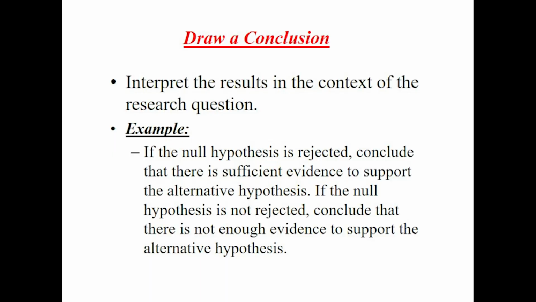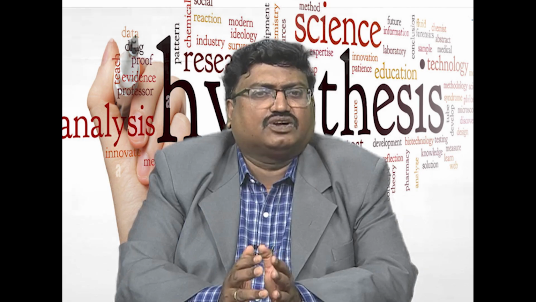Ultimately, it is a decision whether we accept or reject the null hypothesis. When we are accepting the null hypothesis, we don't say anything about the alternate, but when we reject a null hypothesis, we surely claim what the alternate is all about. And we draw a conclusion. So if the null hypothesis is rejected, we conclude that there is sufficient evidence to support the alternate hypothesis. If the null hypothesis is not rejected, we conclude that there is not enough evidence to support the alternate hypothesis.